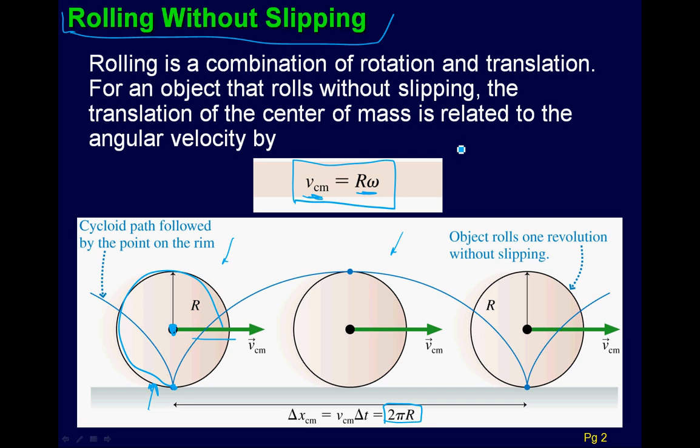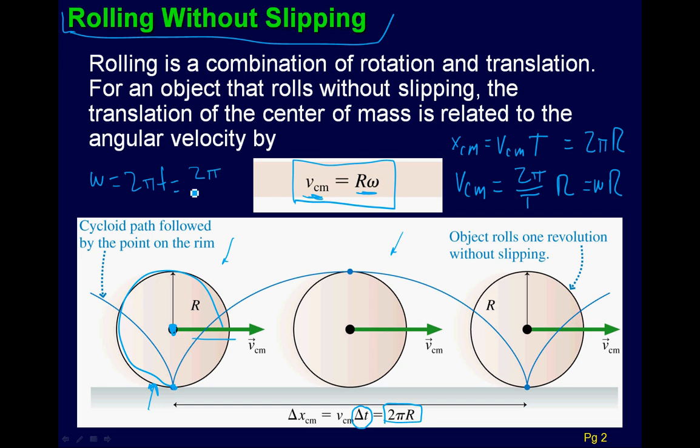We take this now and say, so that x distance the center of mass has traveled is equal to the velocity of the center of mass times the time, and that's going to equal 2 pi r. What is the time for this to happen? If it does one revolution, we call that time the period T. If I solve for v center of mass, I get 2 pi over period T times r, which is just another way to write omega times r. Remember that the definition of omega is 2 pi times the frequency, which can also be written as 2 pi over the period. So that's one way to think about it.